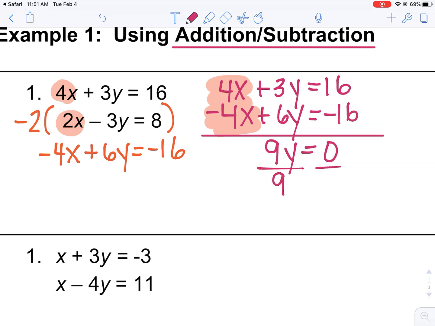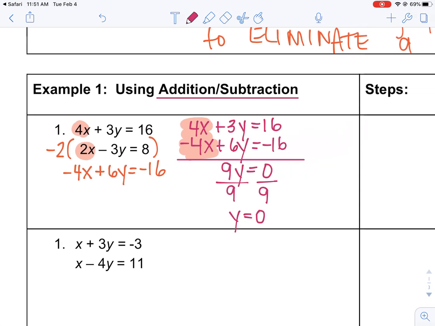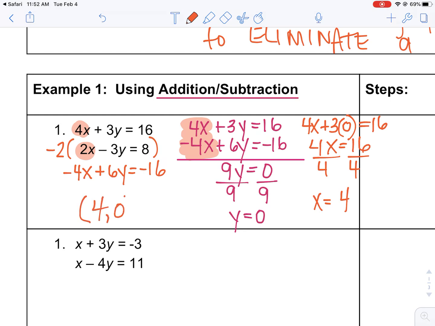I divide both sides of this by 9, and I get 0 divided by 9, which is 0. So now I know my y value. I can go back and input it into either equation. I'm going to choose the all positive equation, and I'm going to do 4x plus 3 times 0 for that y value equals 16. 4x equals 16. And when I divide by 4 on both sides, I get x is equal to 4. So my solution set is (4, 0) for this system of equations.